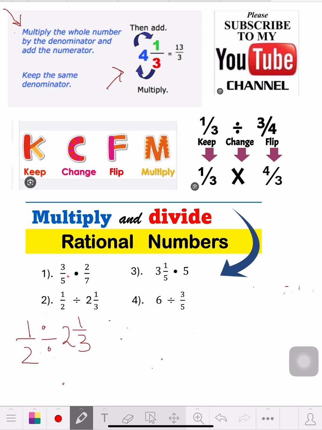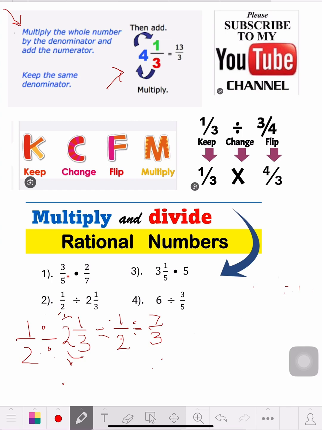Okay, so how did we do that? We took the 2 and we multiplied times the 3, and then we added the 1. So the new problem is going to read 1/2 divided by 3 times 2 is 6, plus 1 is 7/3.